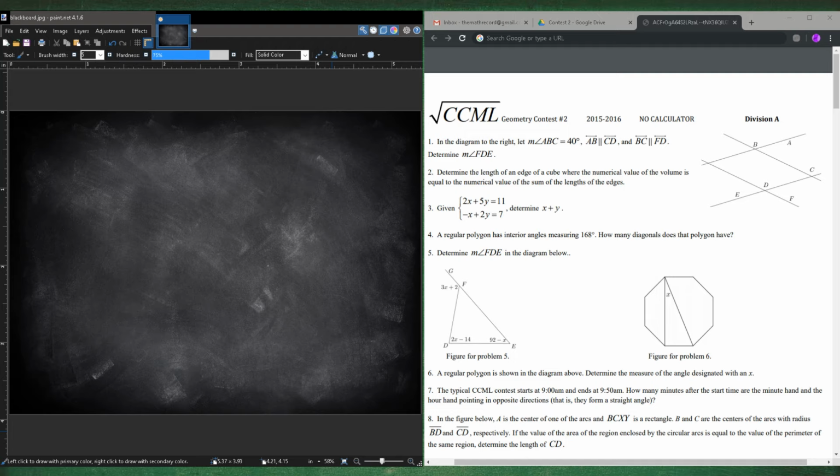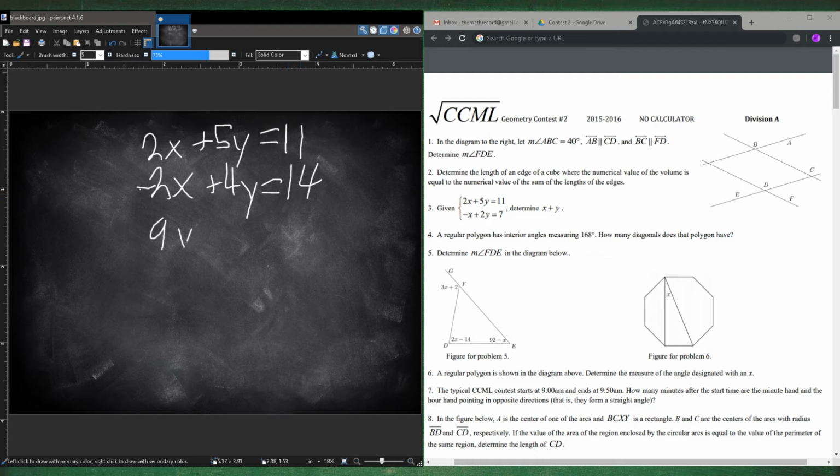Okay, question 3. Given that 2x plus 5y is equal to 11 and negative x plus 2y is equal to 7, determine x plus y. Okay, so we have 2x plus 5y is equal to 11. Multiply the second equation by 2 to get negative 2x plus 4y is equal to 14. Now you add them together so it cancels out the x, and you get 9y is equal to 25. So y is equal to 25 over 9.